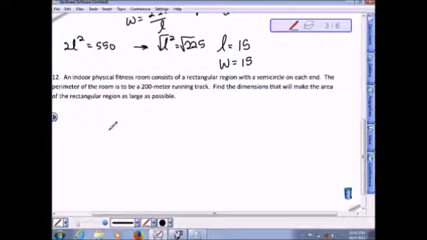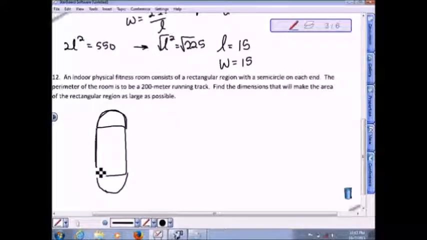Okay, so I would recommend drawing this one out. We have an indoor physical fitness room that's a rectangle with semicircles on each end. Semi means half of a circle. The perimeter, so just measuring around the room like this, if somebody were running around, that's a 200-meter running track. Find the dimensions that will make the area of the region as large as possible. So we're maximizing the area of this rectangular region inside.